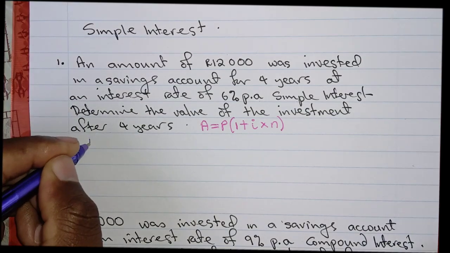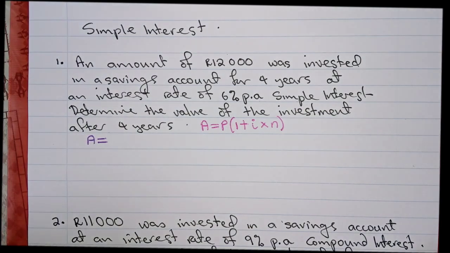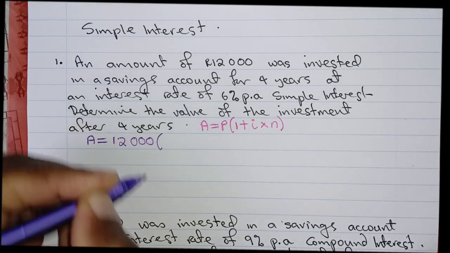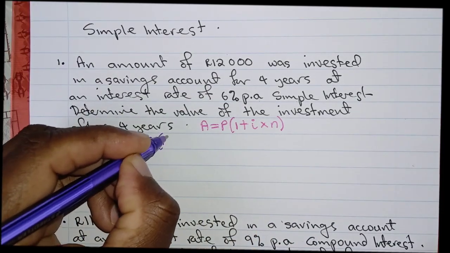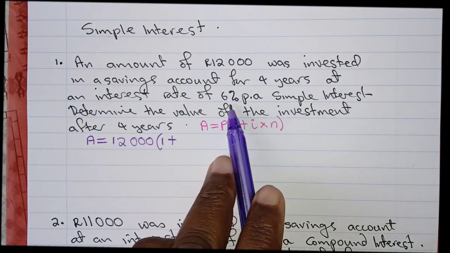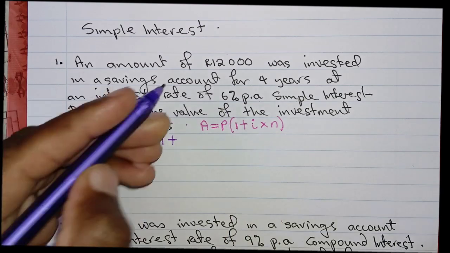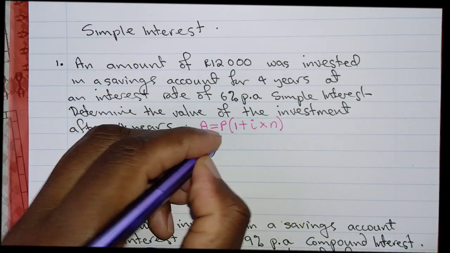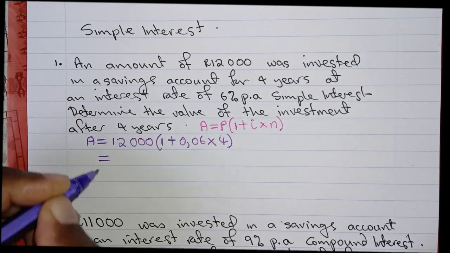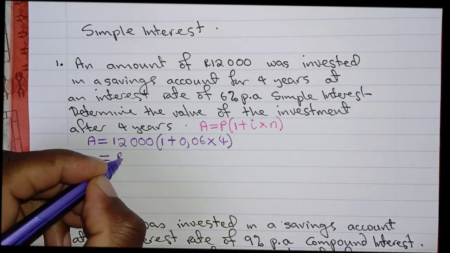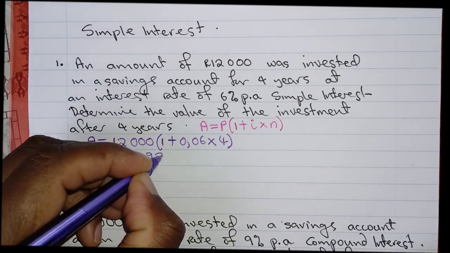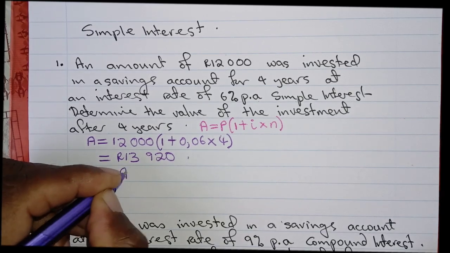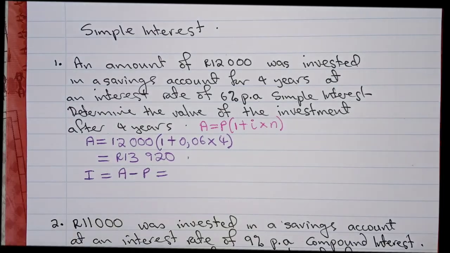Now let's substitute there. Your A is equal to, your P is 12,000 Rand, the amount that was invested, that is 12,000 Rand, multiplied by the bracket of 1 plus your I, your interest rate, that is 6% or 6 over 100, and I'm writing it as a decimal, 0.06, multiplied by your N, the number of years, that is multiplied by 4. And this should give you 13,920.